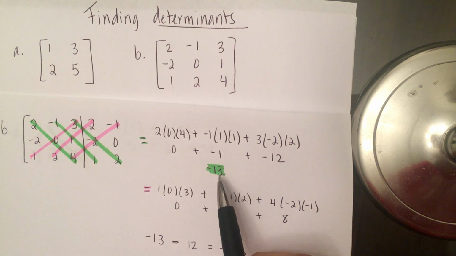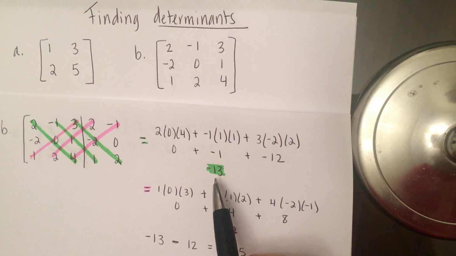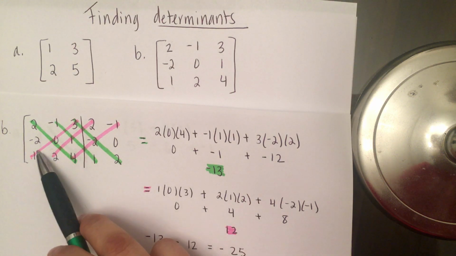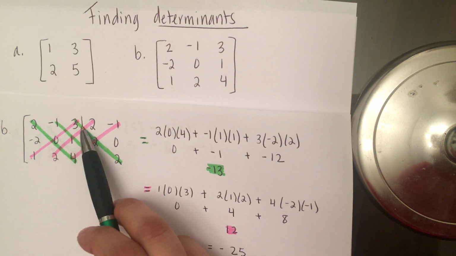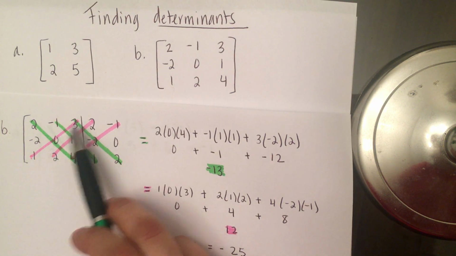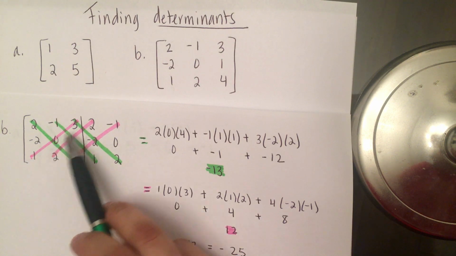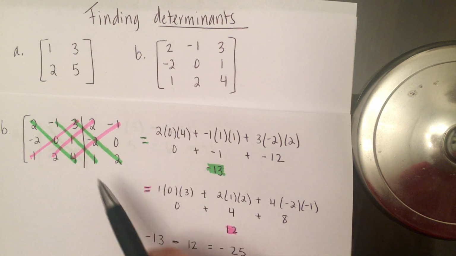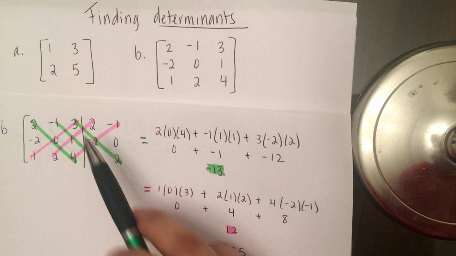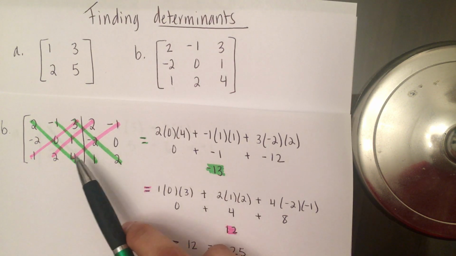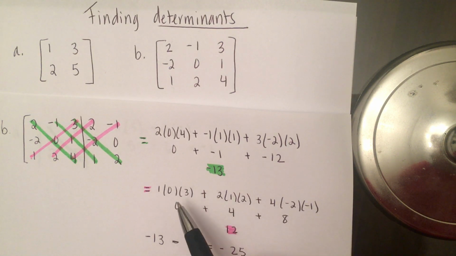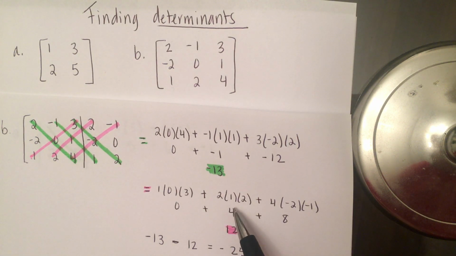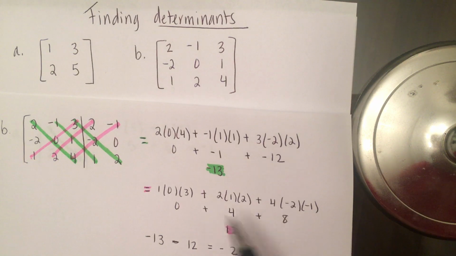Just follow with me for now. Like I said, I'm going to show you how to use the calculator. The next thing is I go up on the same diagonals. I take those numbers that are on each diagonal and I also multiply them. So I have a 1, a 0, and a 3, which are multiplied, and then a 2, a 1, and a 2, and then a 4, a negative 2, and a negative 1, which are here. I multiply this, I get 0. Multiply this, I get 4. Multiply this, I get 8. When I add those together, I get 12.